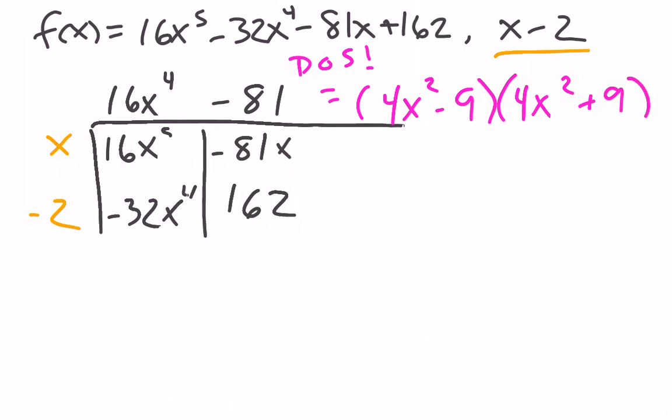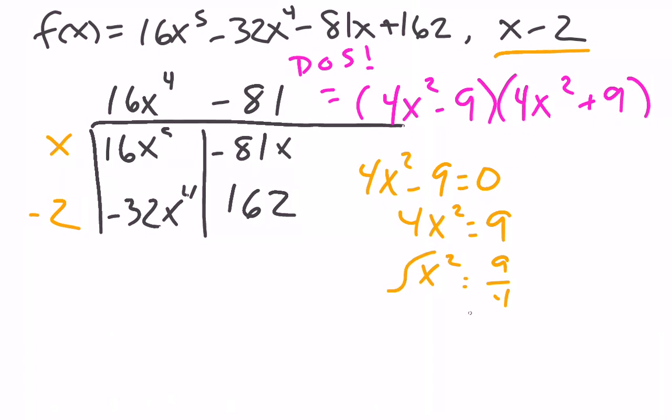Now what I need to do is set each of these factors equal to 0. So 4x squared minus 9 equals 0. I would add 9, divide by 4. Please leave it as a fraction. If I do plus or minus the square root, I would get x equals plus or minus 3 over 2.